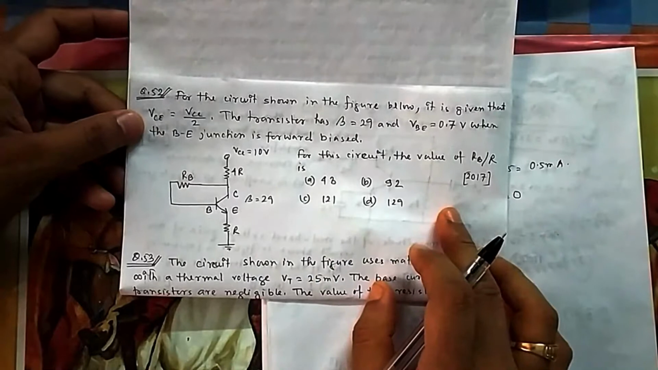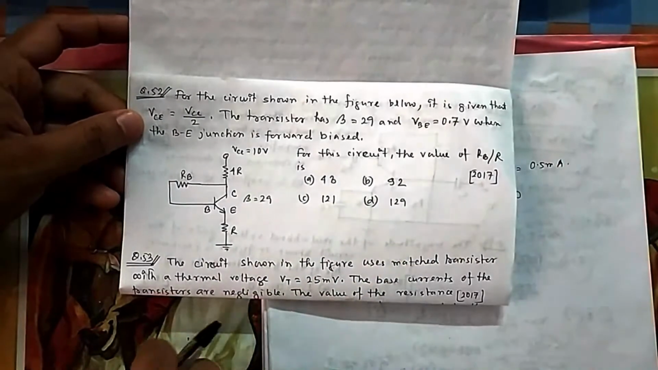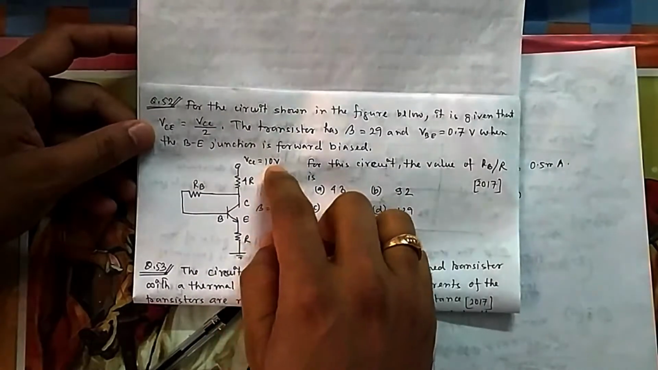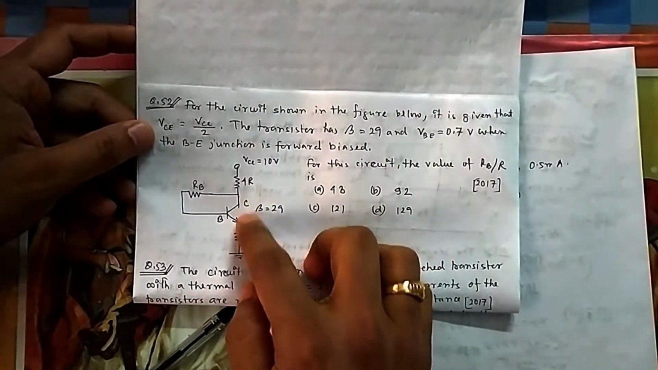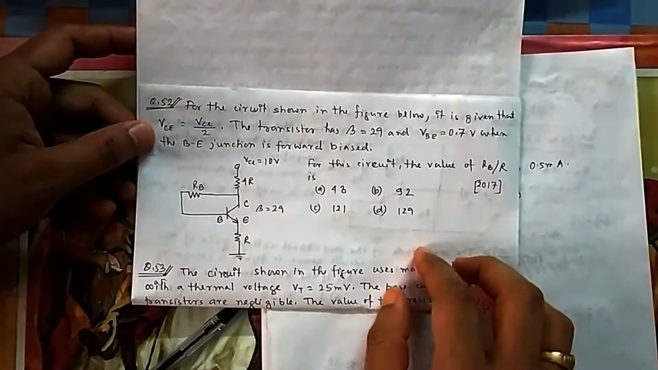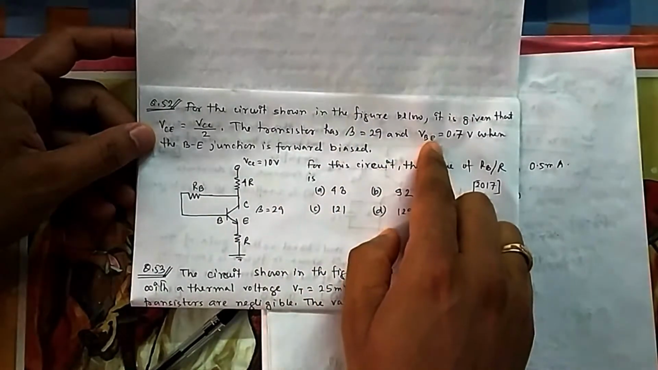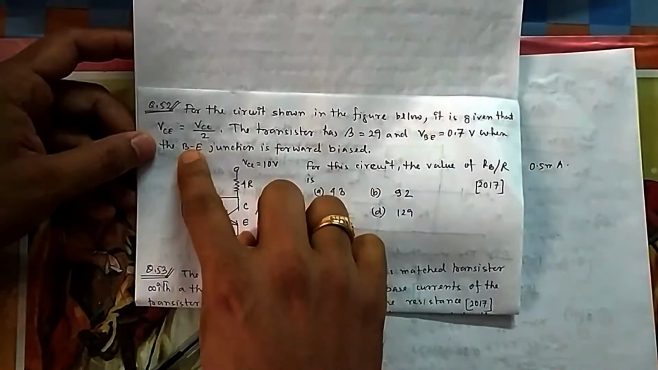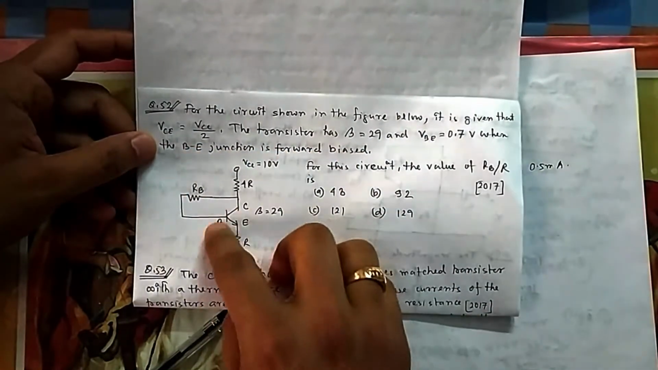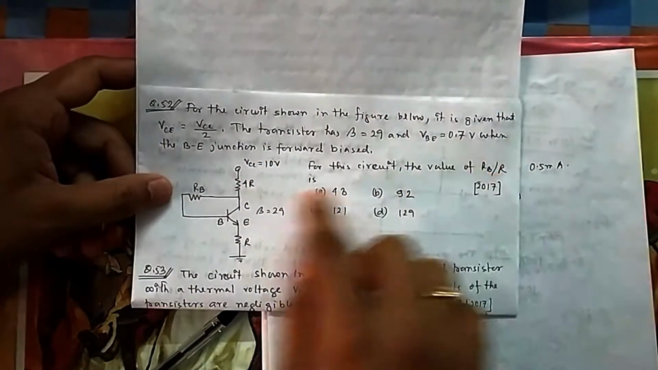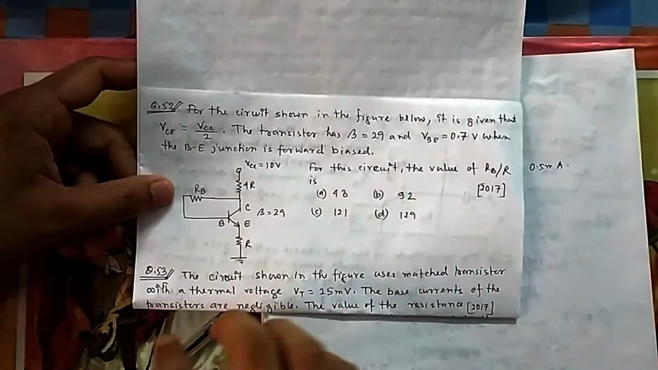Okay, in question 52, for the circuit shown in the figure below, it is given that VC is equal to VCC by 2. VCE, meaning the voltage across these two, is equal to VCC by 2. VCC is 10, that means this voltage is given as 5 volt. The transistor has beta equal to 29, and VBE is given as 0.7. If this is forward biased, for the circuit given below, what is the ratio RB by R they are asking?